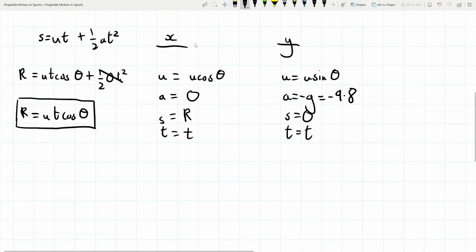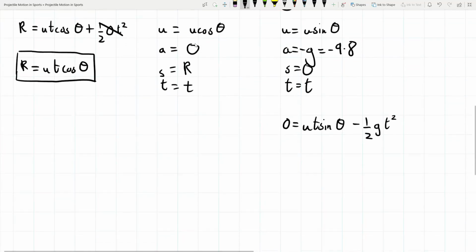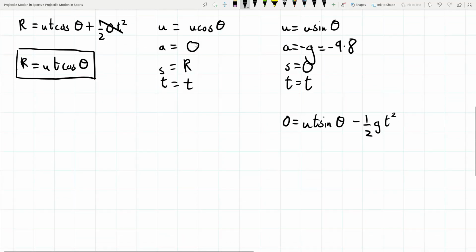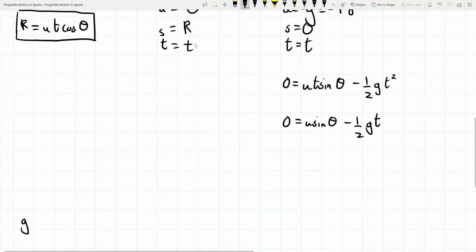Now if we apply the equation to the y direction, we get that the displacement 0 equals u t sine theta minus a half times g times t squared. We can divide the whole thing by t, because the time taken to do this motion is not going to be 0, so we're allowed to divide by t. So 0 equals u sine theta minus a half g t. Now we can add a half g t to both sides, and we get a half g t. I don't know why that g is down there.